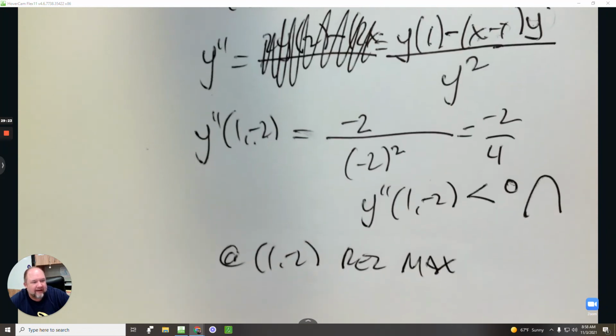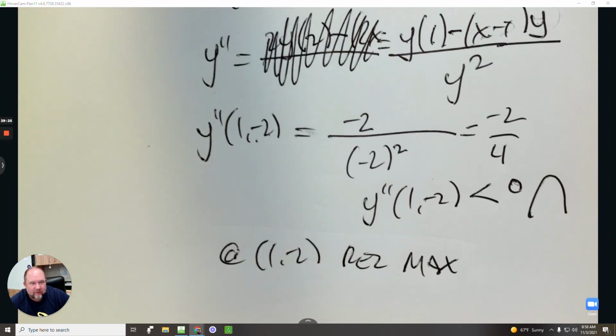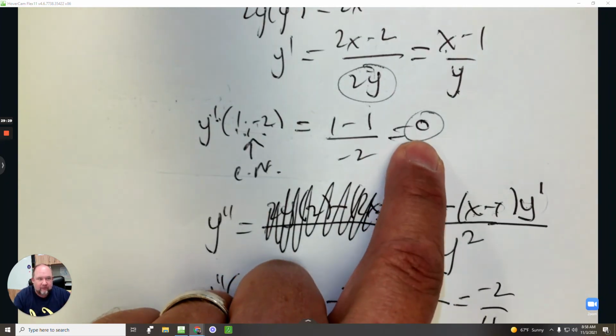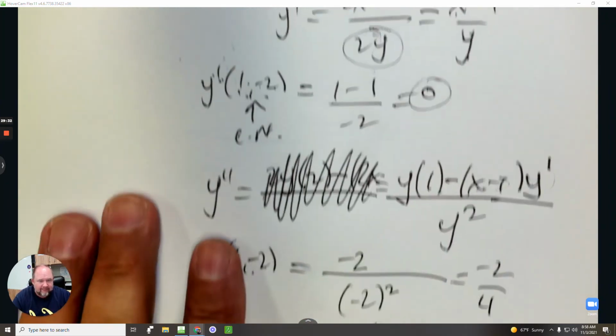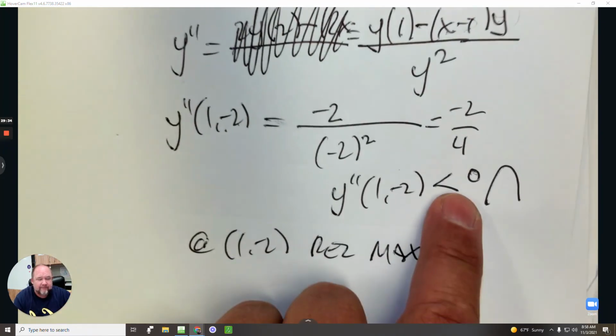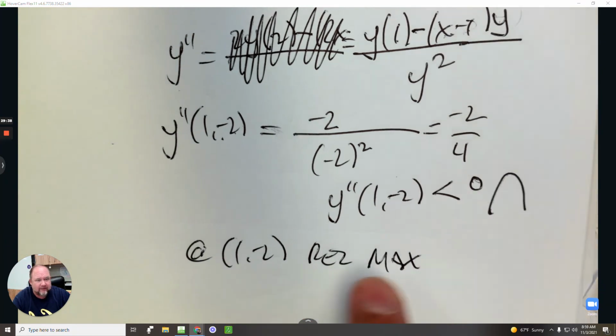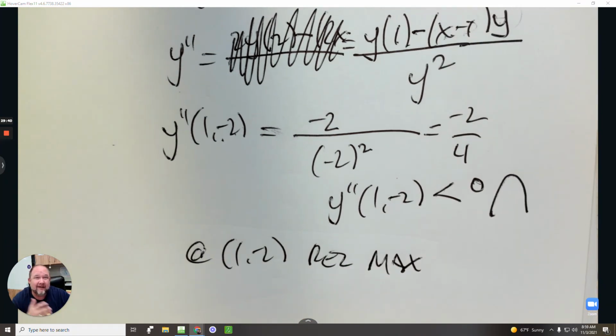And that's using a second derivative test and using concavity to know that, first of all, it's a critical number because the first derivative is equal to 0. Then when I do the second derivative, it's negative when you plug in (1, -2), which means it's concave down, which means it's a maximum. All right, we did it.